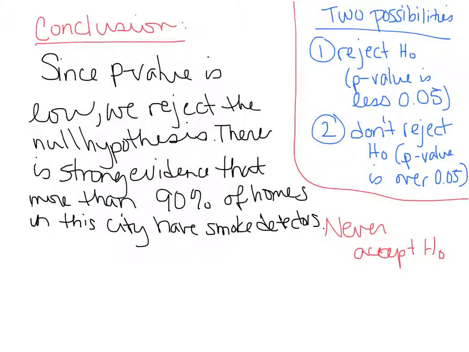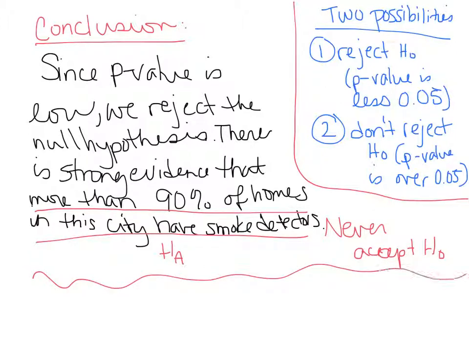By the way, you're going to end this with, there is strong evidence that, and then after that, you're pretty much just going to restate your alternative hypothesis in words. So you're going to have two possibilities. And as I mentioned on the side, the first one is you reject it. The second one is you don't reject it. So this is our first type.